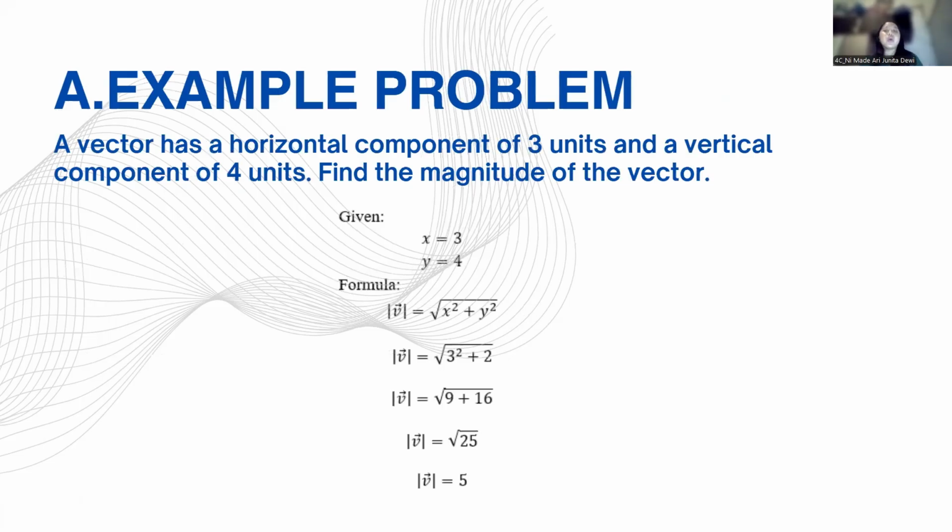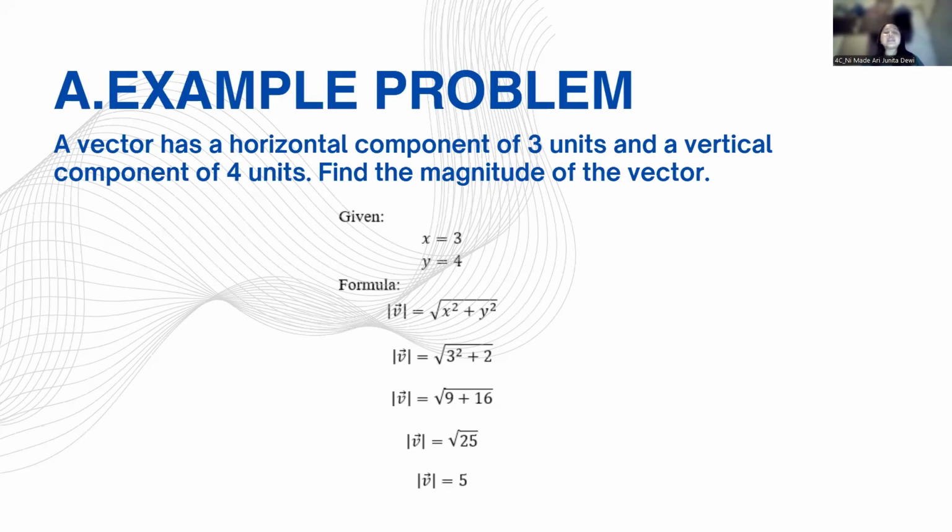And let's move to solve an example problem together. The problem is, a vector has a horizontal component of 3 units and a vertical component of 4 units. Find the magnitude of the vector. And look at the solution. From the problem, we know that x equals 3 and y equals 4. The formula is from the previous screen. Now we substitute the values of x and y into the formula.